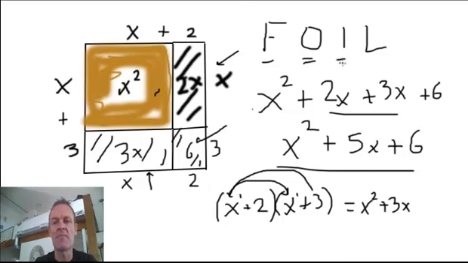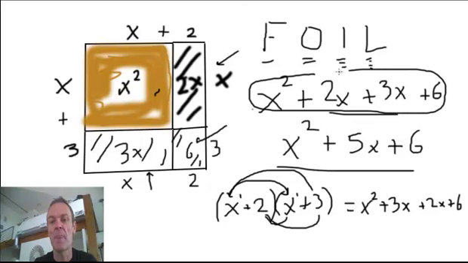Now the I is for the inner two terms. The 2 times the x is 2x. And then the last is the last 2, the 2 times the 3. And that is 6. Now can you see you've got exactly what we did up here. When you combine the middle two, you'll get 5x. So that's FOIL: first, outer, inner, last. So I think in the next video I'll do a few of those.